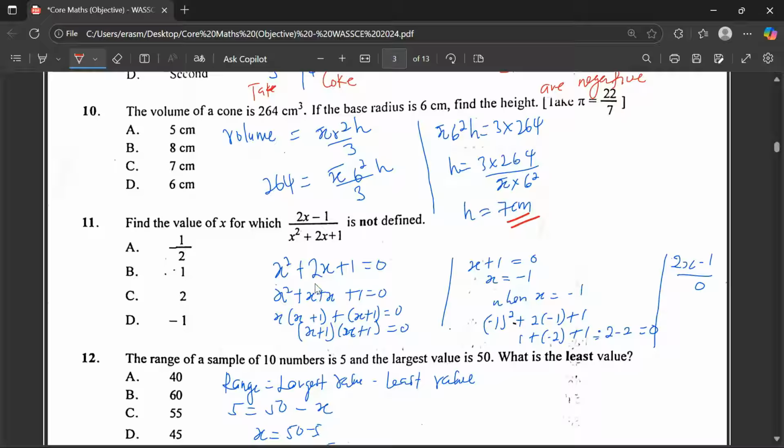And so we are going to find two numbers that when we add, we are going to have 2, and when we multiply, we are going to have 1. And those two numbers are 1 and 1, right? So x squared plus x plus x, that is when we add these terms, we are going to have 2x, right? Then plus 1 equals 0.